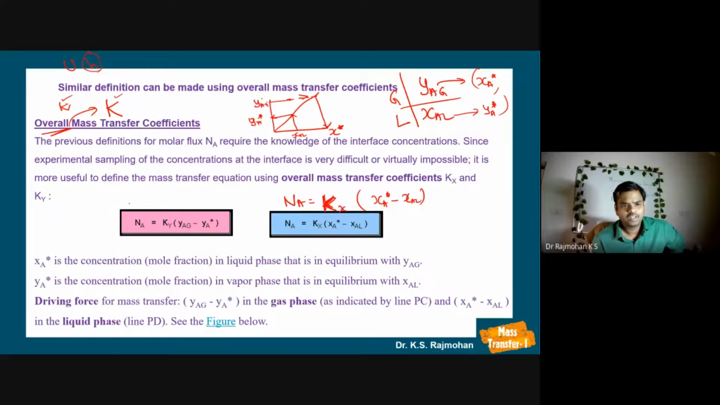Okay, similarly Na is equal to capital Ky into (YAG minus Y star). Okay, A can always be skipped, right? Because we are mostly coming across the binary system, so A can also be skipped. So that way we would know how to define XA star or YA star. If you understand this, you are okay with the overall mass transfer coefficient.